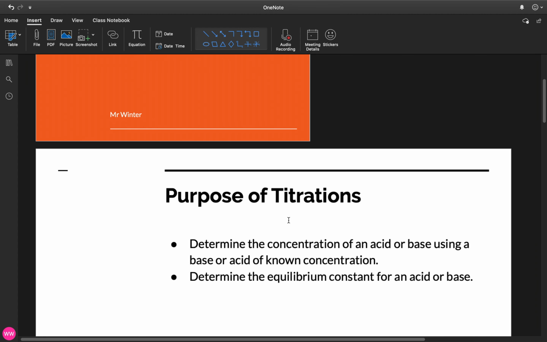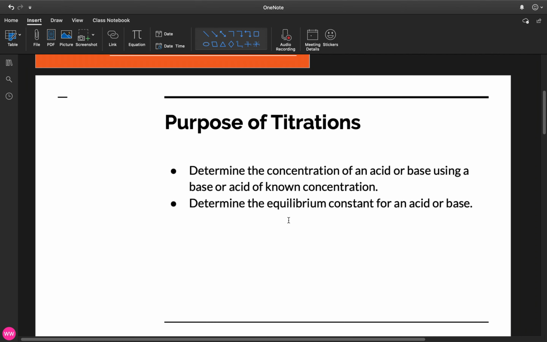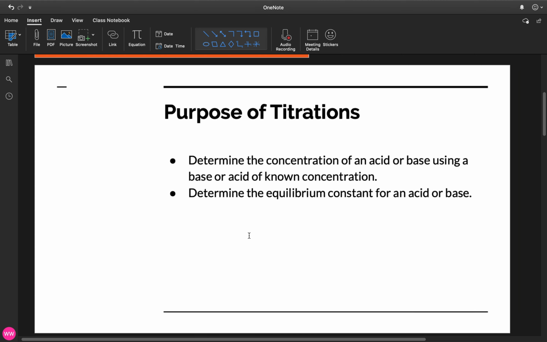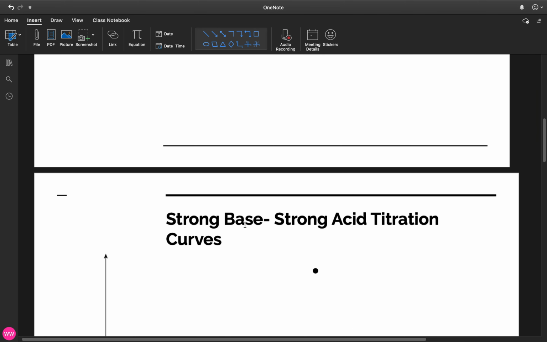Just a reminder, the purpose of a titration is to do one of two things: determine the concentration of an acid or base using a base or acid of known concentration. So today we're trying to determine the concentration of bases. We're also going to be trying to determine the equilibrium constant for a base, so the Kb value. So let's go ahead and get started.